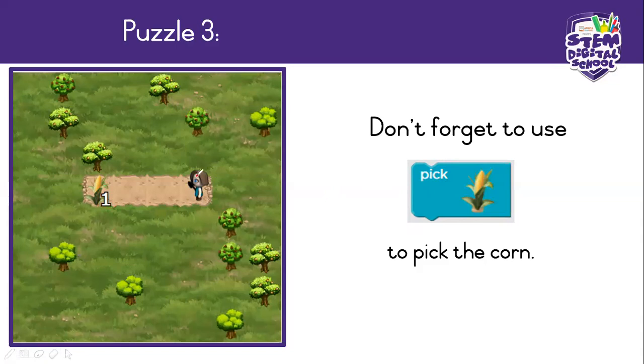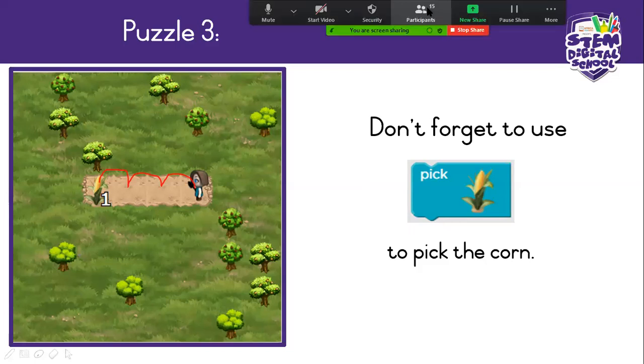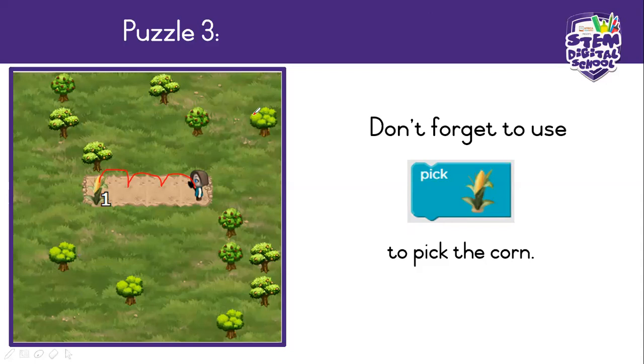Okay, so she is going to move 1, 2, 3 steps. And then we use the pick block. Right, tell me quickly, in what direction is the harvester moving in this puzzle? Who can tell me? Put up your hand and I will unmute you. Is it east or is it west? Who can tell me? You can even write in your chat box.